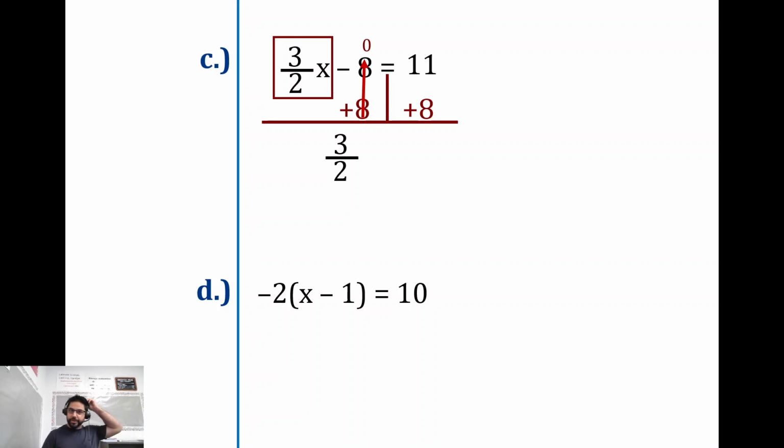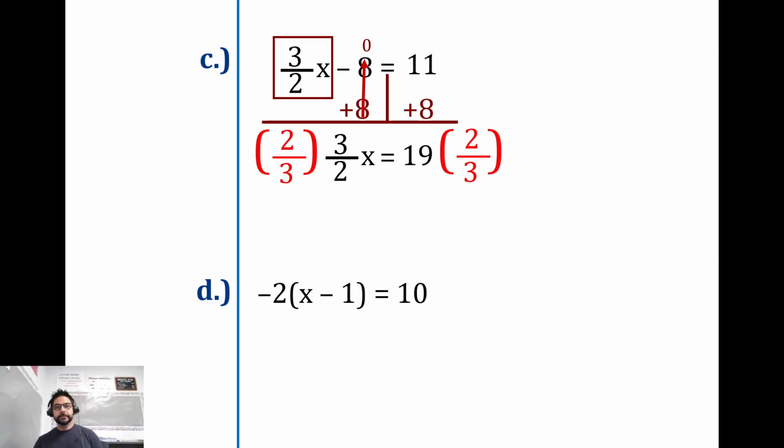So you have a simple 3 over 2x is equal to 19. Now, just like what we did on the previous lesson, I'm going to go ahead and multiply both sides by the reciprocal. So on the left side, multiply by 2/3. Same thing on the right side. Remember, on the left side, everything would cross cancel. So 3's become 1's, 2's become 1's. So you have a simple x equals.